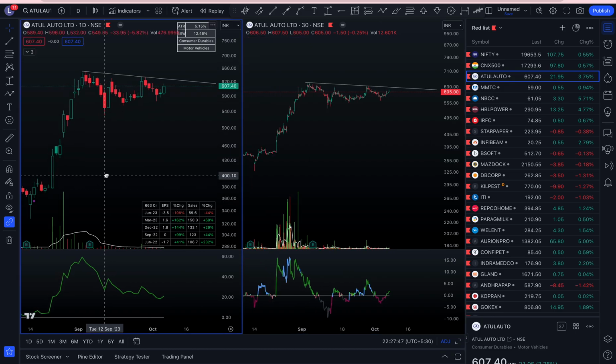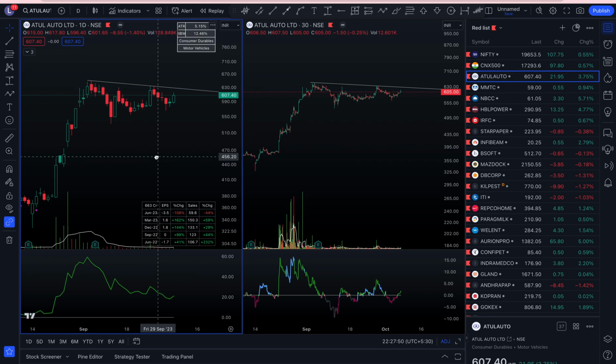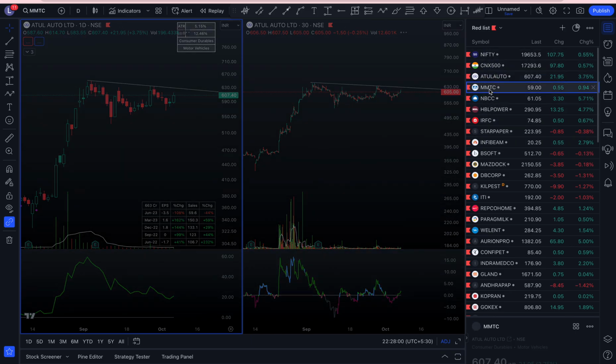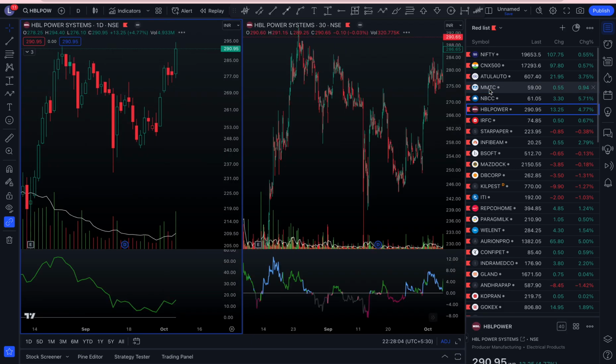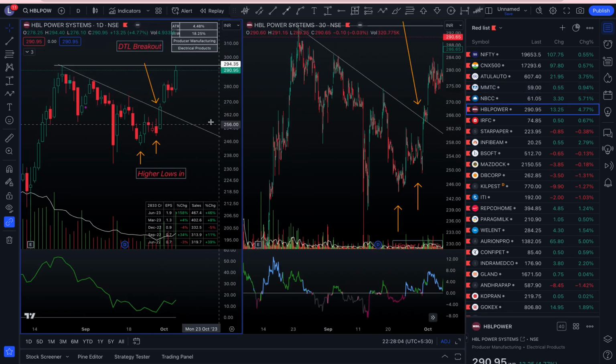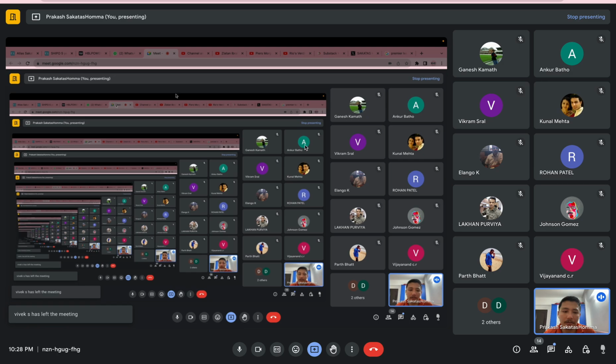And man, Atul Auto is such a beautiful setup. Yeah. So these are my high quality setups, always I keep them on top. Atul, MMTC, NBCC, HBL Power. I entered it. I did not get the whole fill. I just got like 25% of my intended. This one. Yeah. Let's see. Yeah. TradingView is helping.